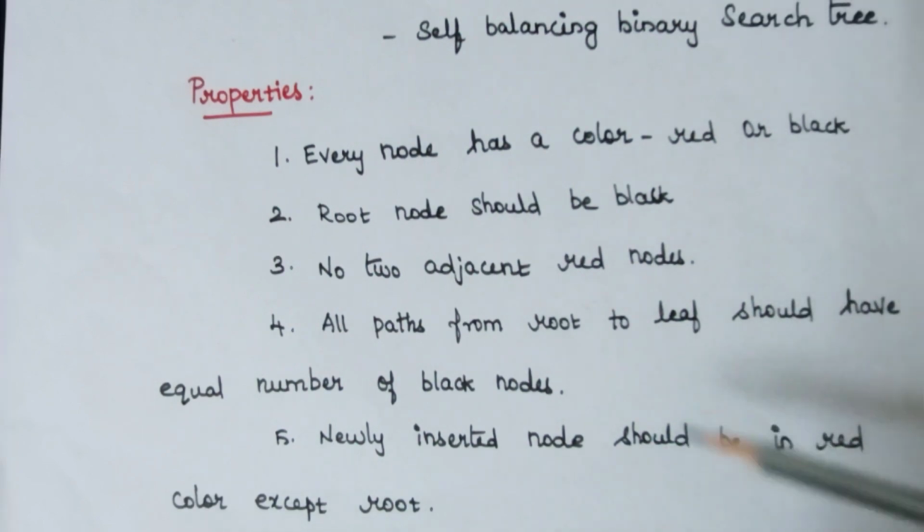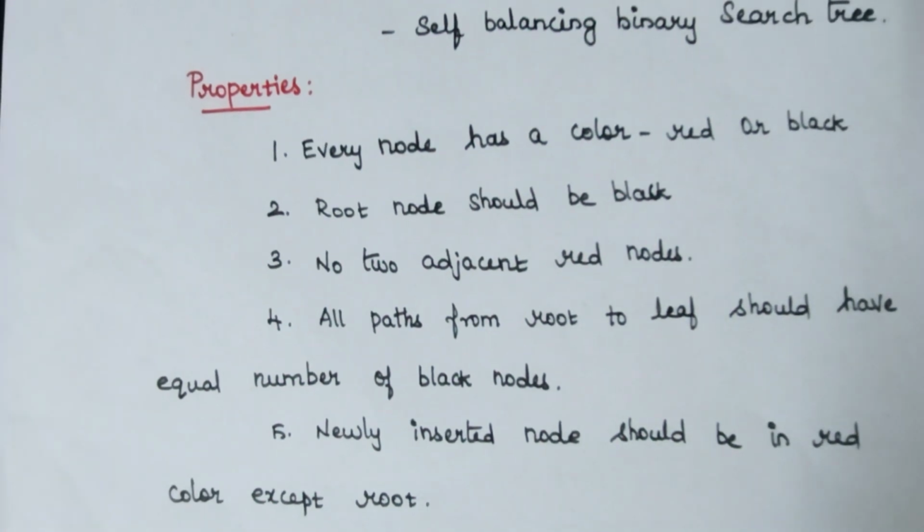And the fourth property: when you traverse from the root node to a leaf, in all the paths, the number of black nodes should be equal. If you take one path and the number of black nodes is 2, then the same should be in the remaining paths as well. So all the paths from the root to leaf should have an equal number of black nodes. And the last property is that the newly inserted node should always be red. Except for the root node, whatever node you are inserting newly into the tree should be red only. So these are the 5 important properties of a red-black tree.